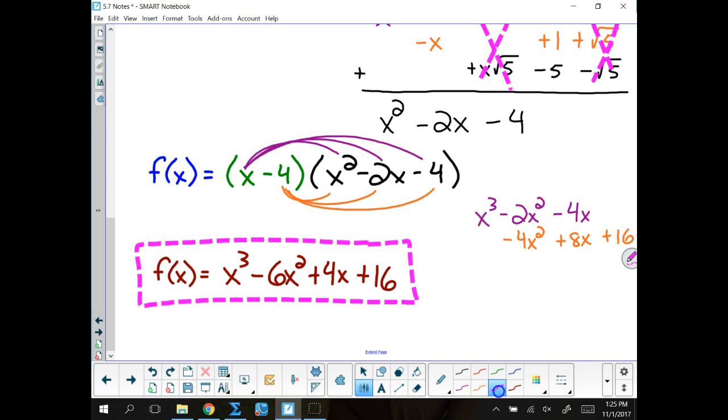Are these problems long? Some of them. Are they all going to be that long? No. But it's not like you don't know how to do all of this math.